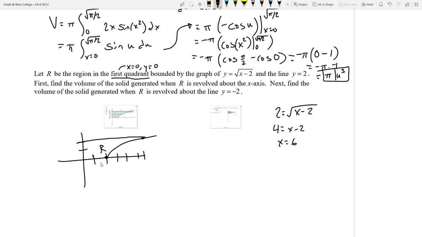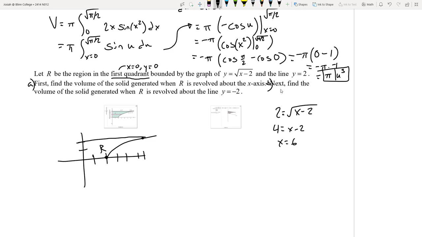We're revolving it about the x-axis. Then we're also going to find the solid generated when R is revolved about the line y equals negative 2. We'll start by first finding that volume; we'll call it part A. We'll call this part B.